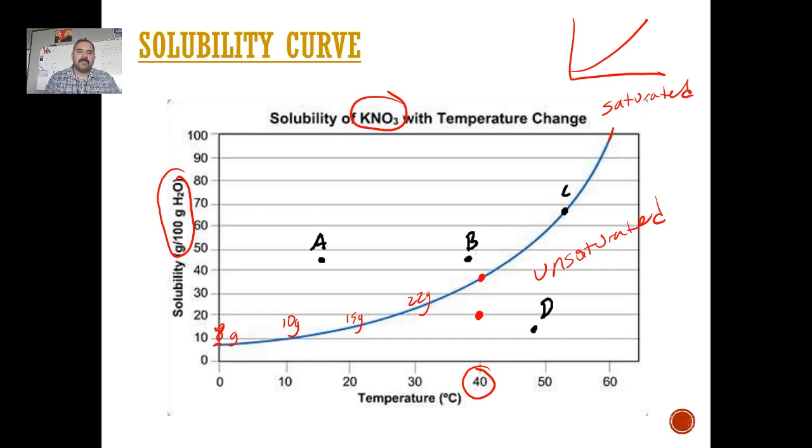Now here's where it gets messy. This is where students mess up the most. If I have 100 grams of water at 30 degrees Celsius and I dissolve 50 grams into it, what kind of solution would that be? It would be supersaturated. But what if I just put 50 grams in it?